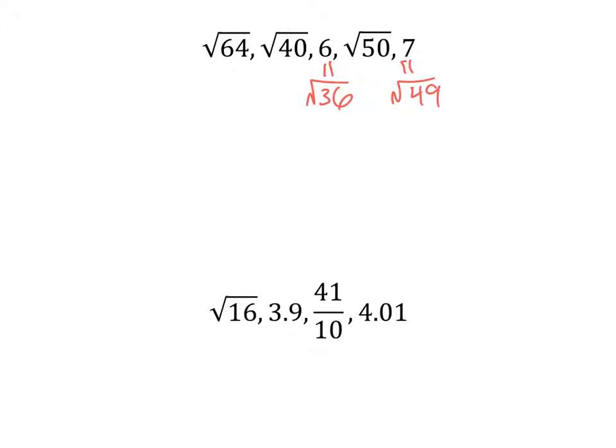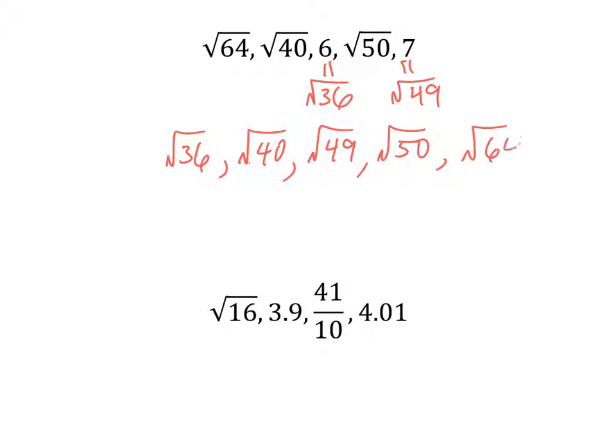So let's look at this. Let's just look at the numbers inside the square root. 36 is the smallest of those numbers, so the square root of 36 is going to be the smallest number. After that comes the square root of 40, then the square root of 49, then the square root of 50, and finally the square root of 64.